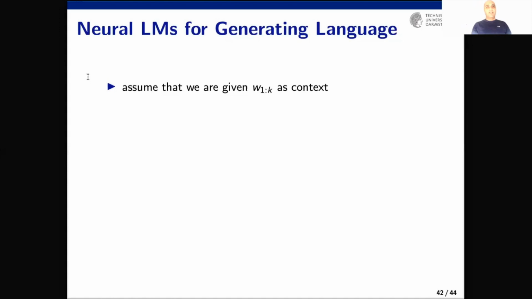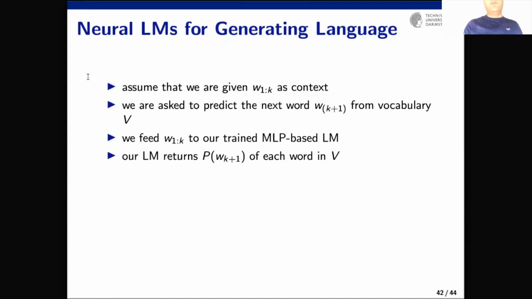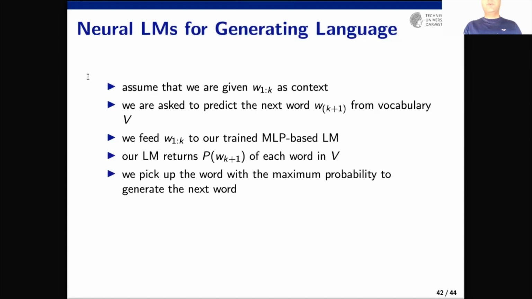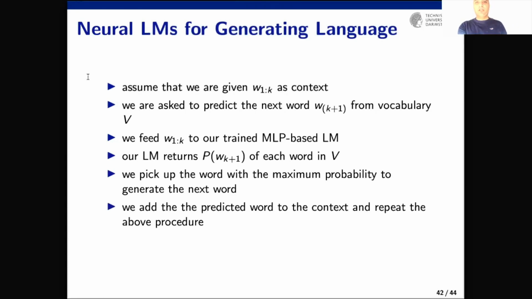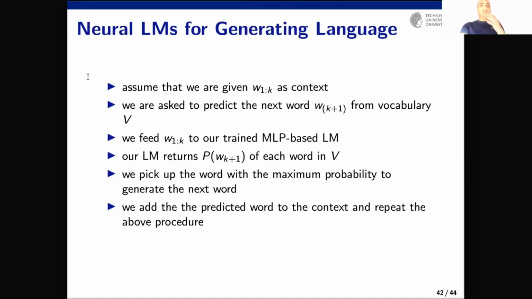Okay. The nice thing about neural language models is that they can be used for generating text. So let's assume that we are given a context and we are asked to predict the next word from the vocabulary. So what we do, we feed the context to our trained neural language model, and our language model returns the probability of each word in the vocabulary, and we pick the word with the maximum probability as the next word, right? And we add the predicted word to the context and repeat the above procedure. In this way, we can generate text.